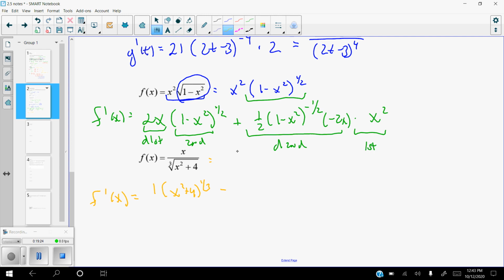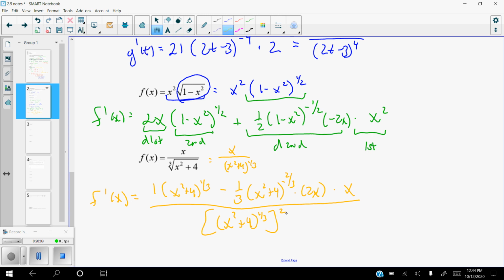Here, let's actually rewrite this real quick. This was x over x squared plus 4 to the 1/3. So bring the 1/3 out to the front. Keep the inside. Reduce the exponent by 1, becomes the negative 2/3 power. Don't forget to multiply it by the derivative of the inside using the chain rule, which is 2x. And then after all that, times the top, all over the denominator squared.